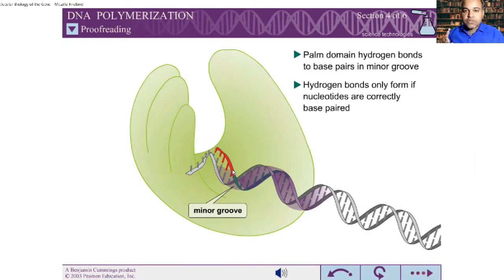Once the DNA is excluded from the minor groove, DNA is being pushed towards the exonuclease site, which is also present over the palm domain. और exonuclease site पे जाके गलती को हम सुधार देंगे. अगर गलती से कोई मिस्टेक हो जाए तो डीएनए पॉलीमरेज क्या करता है?